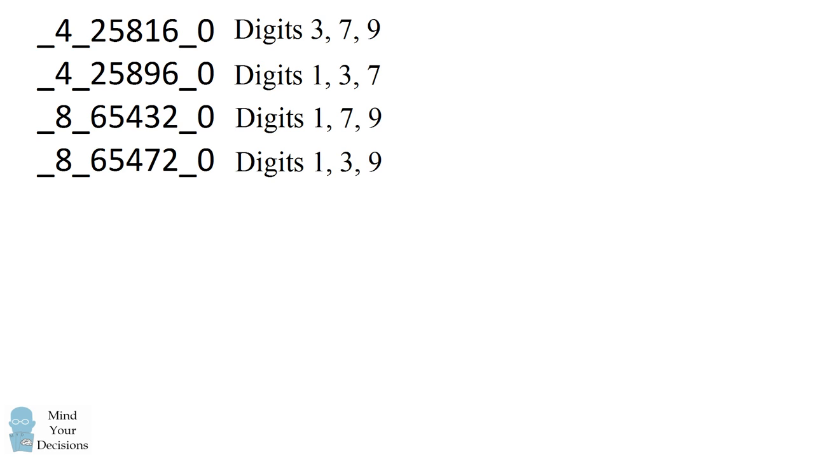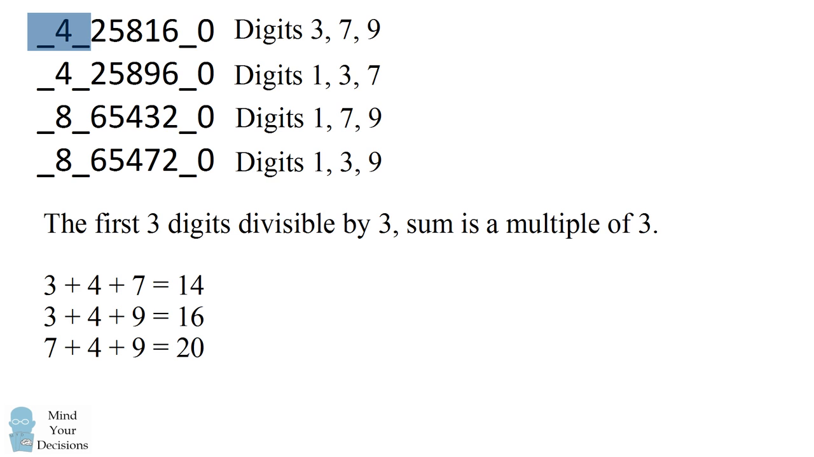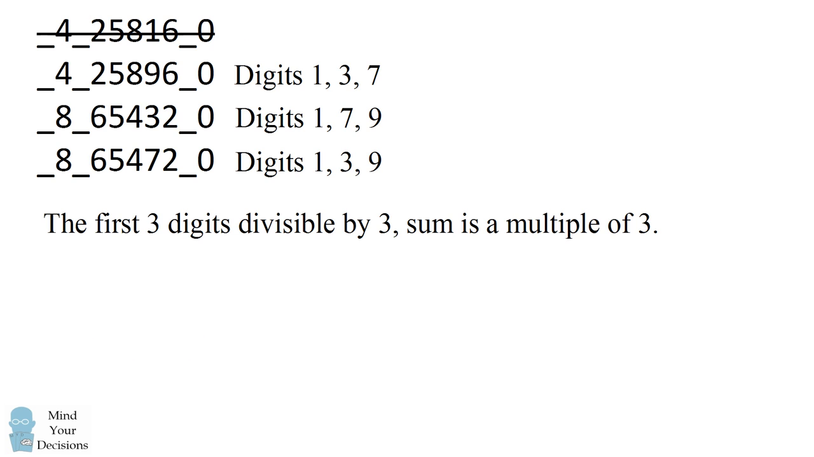So how can we reduce the number of possibilities further? Well, we need the first 3 digits to be divisible by 3, so the sum of the first 3 digits has to be a multiple of 3. If we look at our first case, we have something 4 something, and we need to have 3, 7, or 9 in these places. We can try to figure out sums which have 4 in the middle that'll get us to a multiple of 3. None of these are going to work, so this entire case can be removed. We will never get something that'll satisfy the property we want.